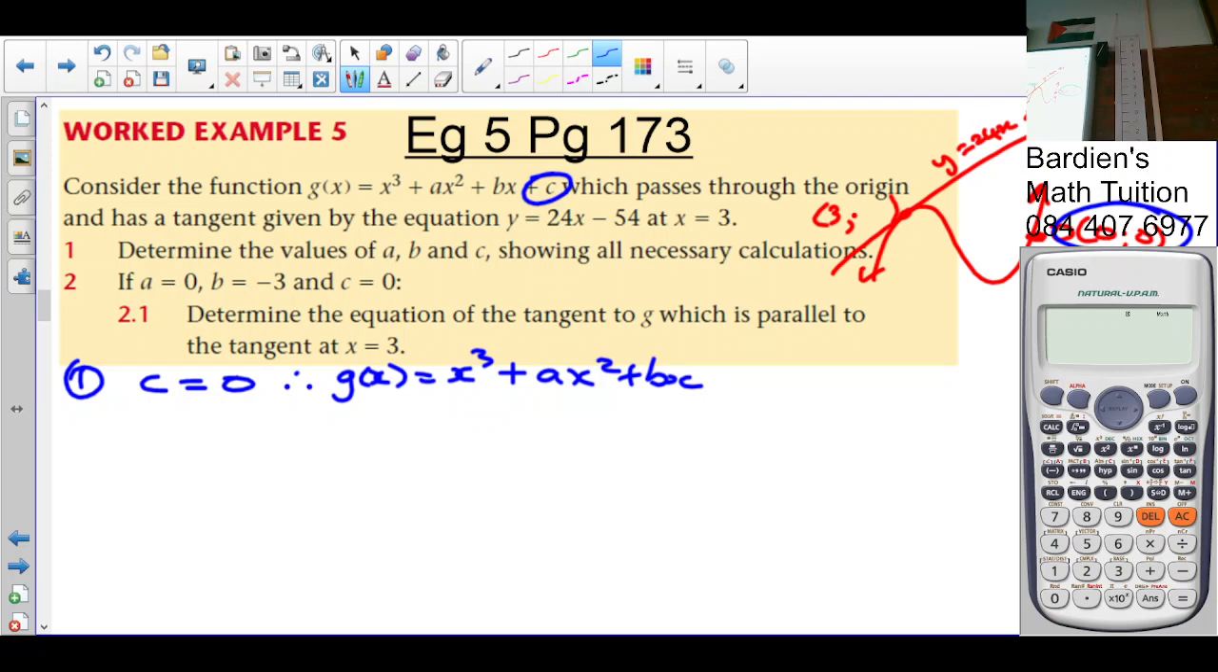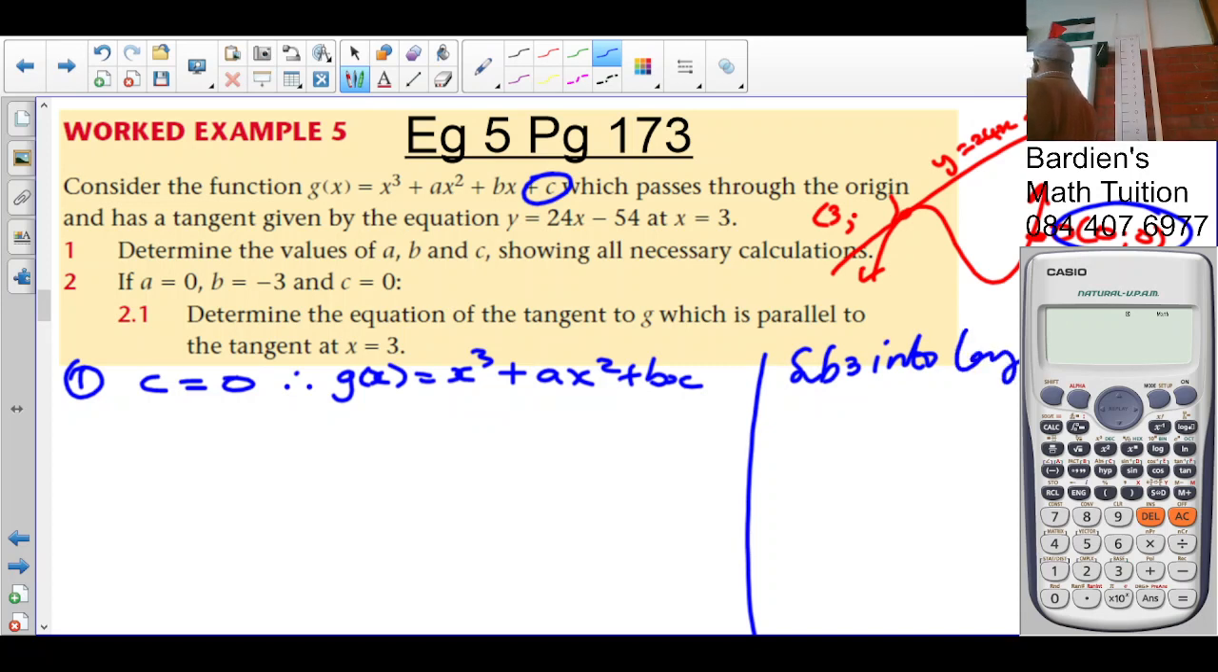So now we know the graph is going through 3 and some y value. How do we get that y value? We substitute 3 into the tangent. Why? Because the point of contact is the same point in your cubic function as well as your tangent. Do you see that? You substitute 3 into the tangent, your straight line. You got y is equal to 24 times 3 minus 54. Did somebody work that out?